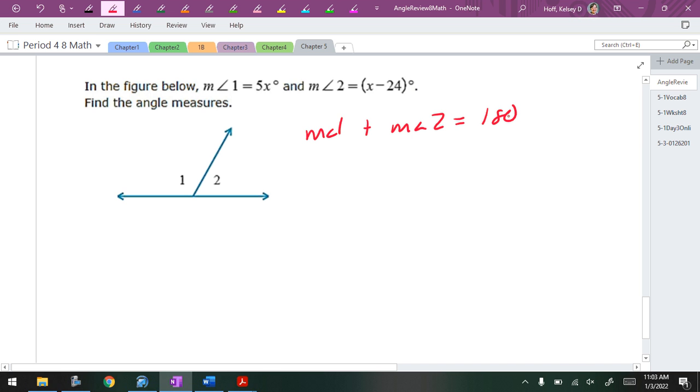So we look at our directions. What's angle 1? 5x plus, what's angle 2? X minus 24. You do not need the parentheses.